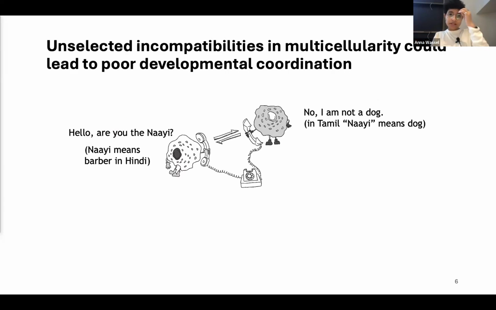So now think about this: cells have to talk to each other during development. And let's imagine one of these cells needed a haircut. So it's talking to another cell saying, are you the nai, which in Hindi means barber. But if the other cell doesn't speak Hindi and speaks Tamil, to the other cell, it sounds like the first cell is asking, are you a dog? Because they do not speak the same sort of language, so to speak.